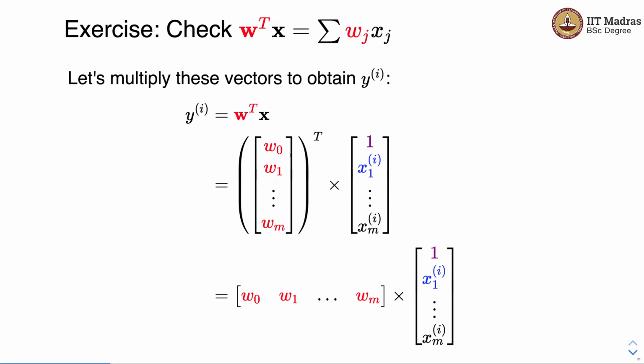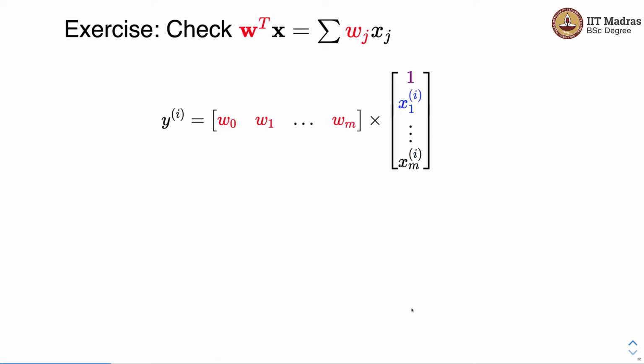So when we take a transpose of the weight vector, we get basically a row vector with shape 1 cross m plus 1, and this has got shape of m plus 1 cross 1. So we get shape compatibility, and now we can multiply these two vectors. So let's multiply these two vectors.